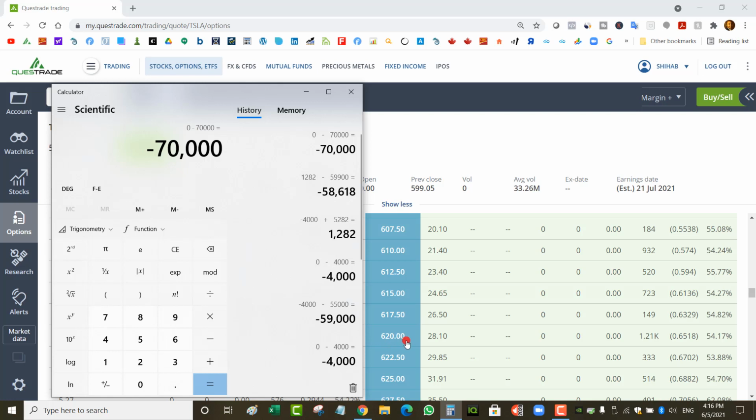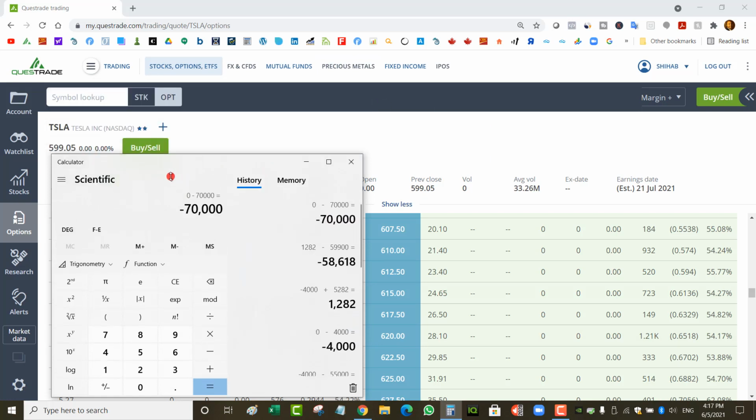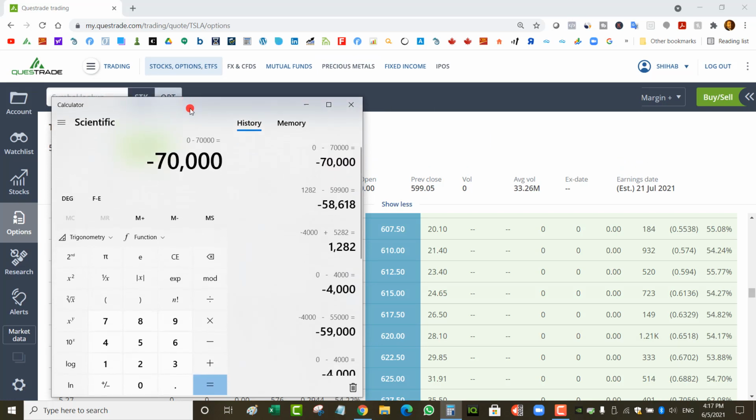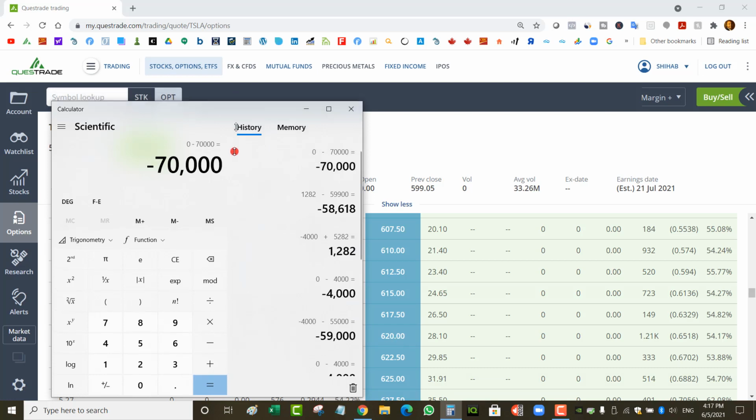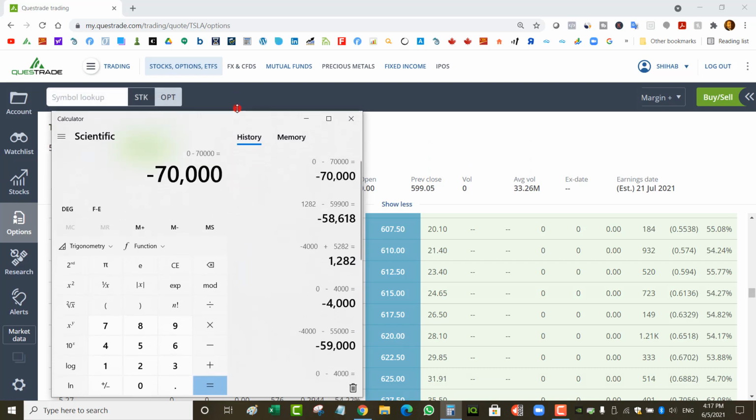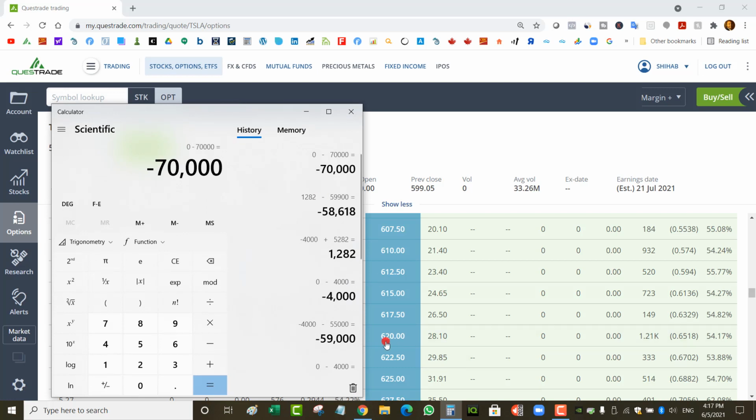But obviously, to get that protection, to get that insurance, I had to pay a premium. So let's say I bought the put option for $20, and right now it's trading for $28. So the last traded price here is $28, and the current market price of Tesla is $599. So I want to exercise my put option and sell my shares at 620, because I don't want to lose an extra $20 per share.